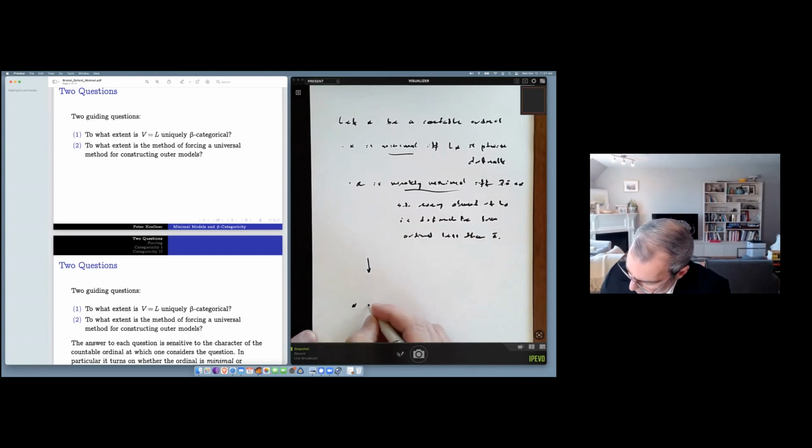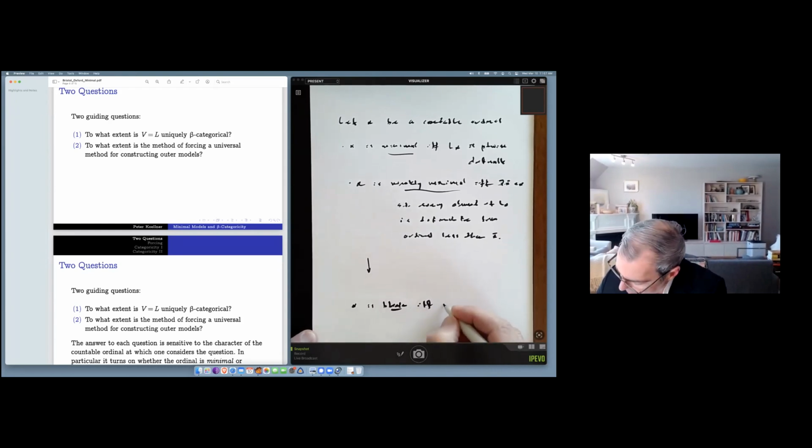So alpha is bleak if and only if no new bounded subsets of alpha appear before the next admissible. I'll write that as n alpha.